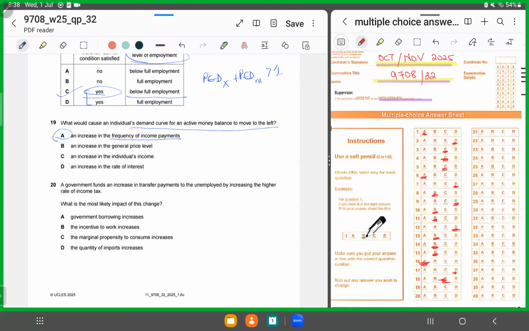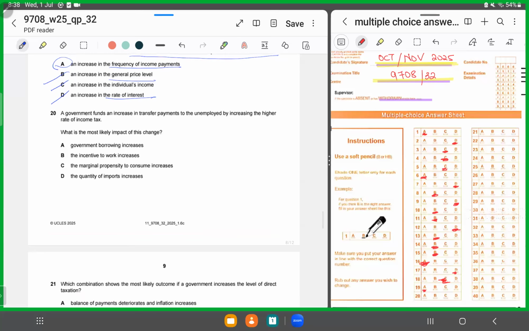Why can't it be B? Because B would increase the demand for transactions. It cannot be C because it will lead to an increase in demand for money. Similarly, it cannot be D because it affects speculation. The rate of interest is going to affect speculation. So for 19, we'll shade in A.